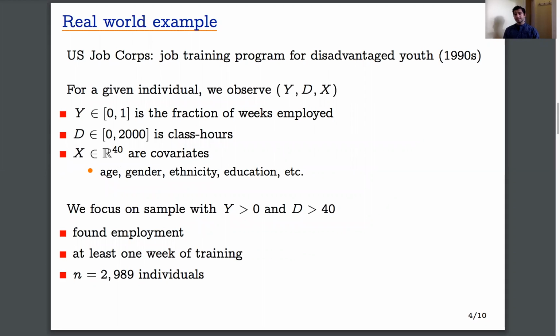Let's focus on a real-world example. The US Job Corps was a job training program for disadvantaged youth in the 90s, and our data set is exactly as I previewed. We observe an outcome between 0 and 1, that's the fraction of weeks employed subsequent to the job training. A treatment between 0 and 2,000 is the number of class hours that a given individual pursued. And covariates, we have age, gender, ethnicity, etc. Following the literature, we'll focus on the sample who found employment and participated in at least 1 week of training, so about 3,000 individuals.